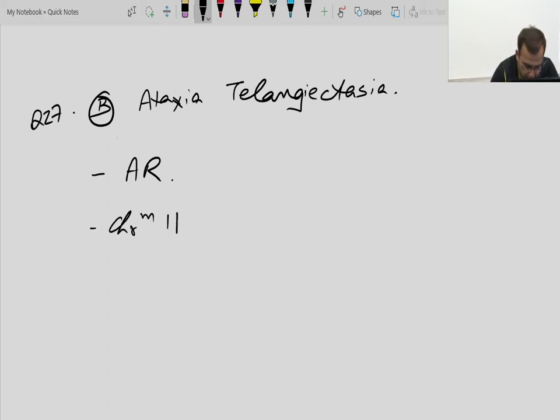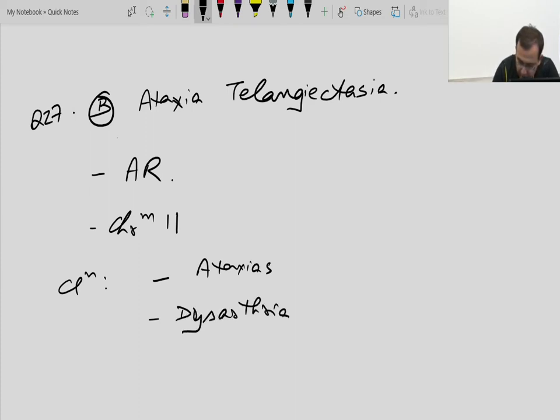Next point, clinically it is associated with ataxias, the name tells you that, dysarthria, and pulmonary infections.